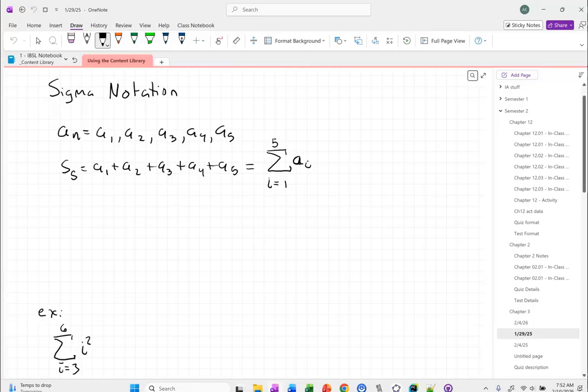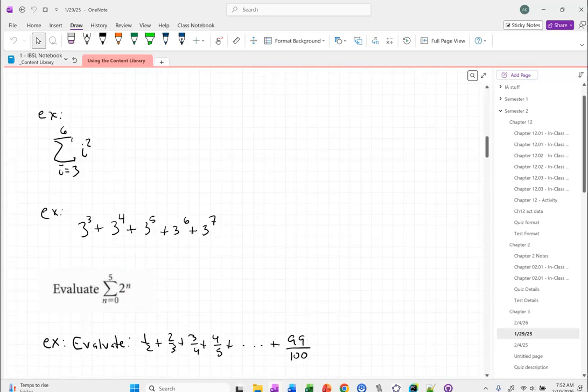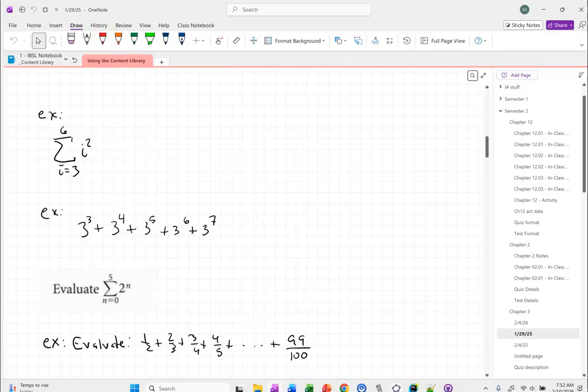Everybody's okay with the notation there? We've done summation notation in your previous pre-calculus class, so I'm counting on this being familiar. Okay, so let's look at a couple of examples. We're just going to go back and forth between writing things in an expanded form and writing things in summation notation. Okay?